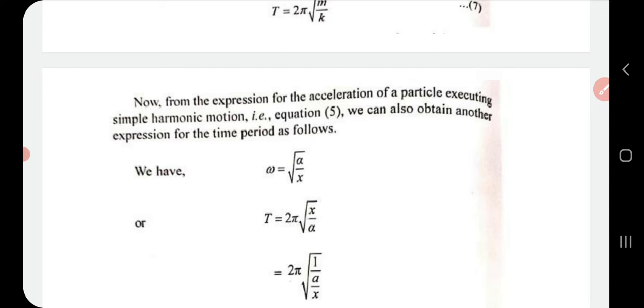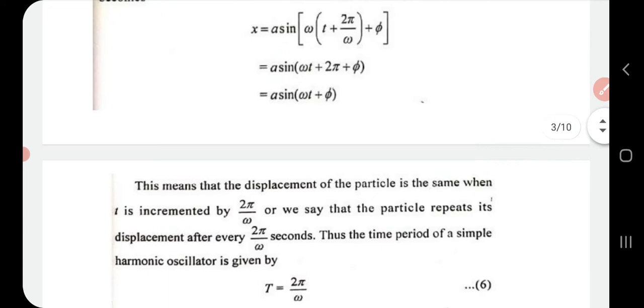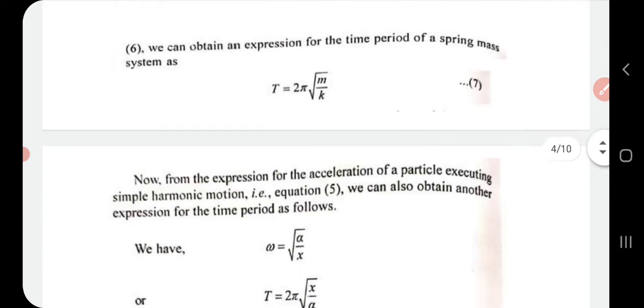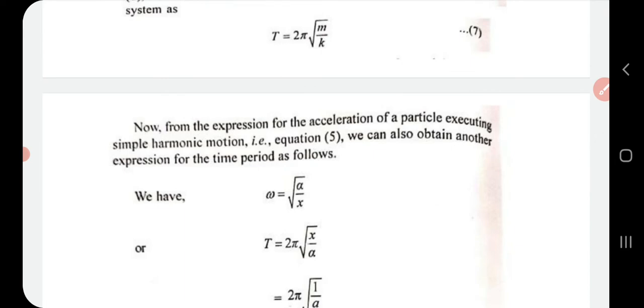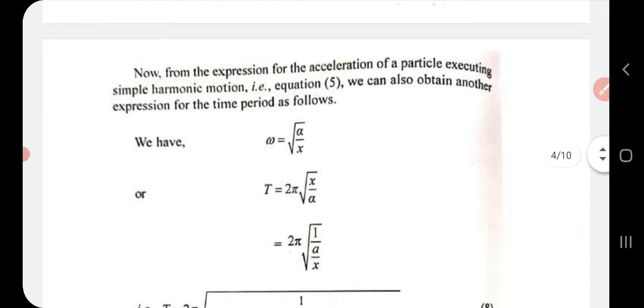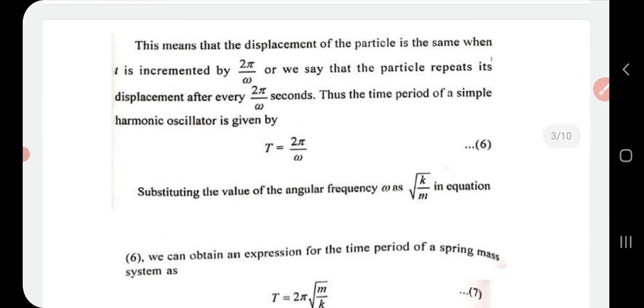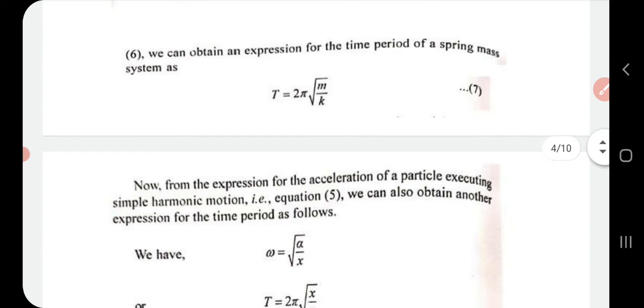Now our aim is to obtain another expression for time period, another form. From the expression for acceleration of a particle executing simple harmonic motion, that is equation 5 that we have already discussed in the last class, we can obtain another expression for time period. How? Here we have already obtained the expression T equal to 2 pi by omega, that is one expression for time period. Now we are going to derive one more expression for time period.